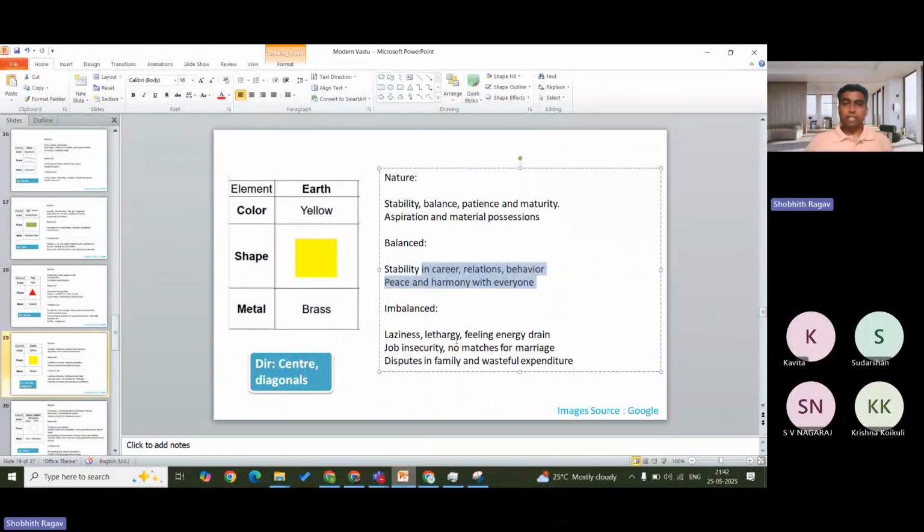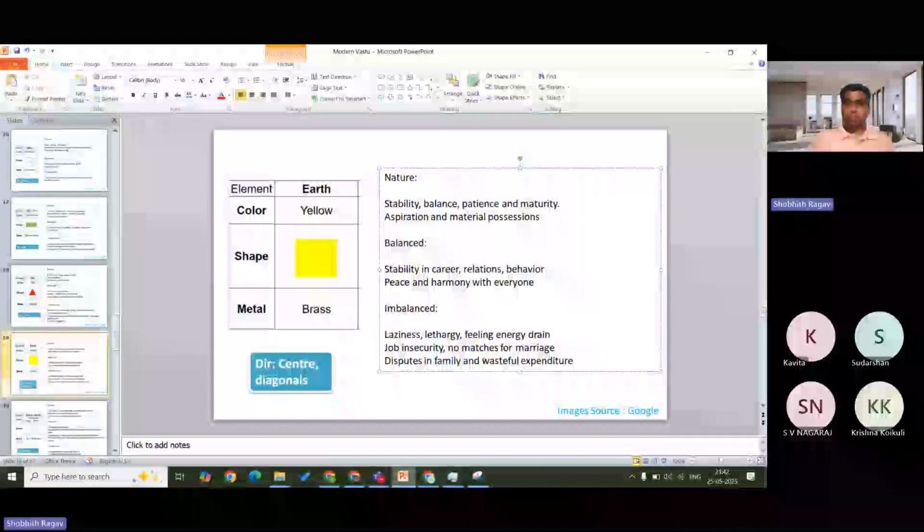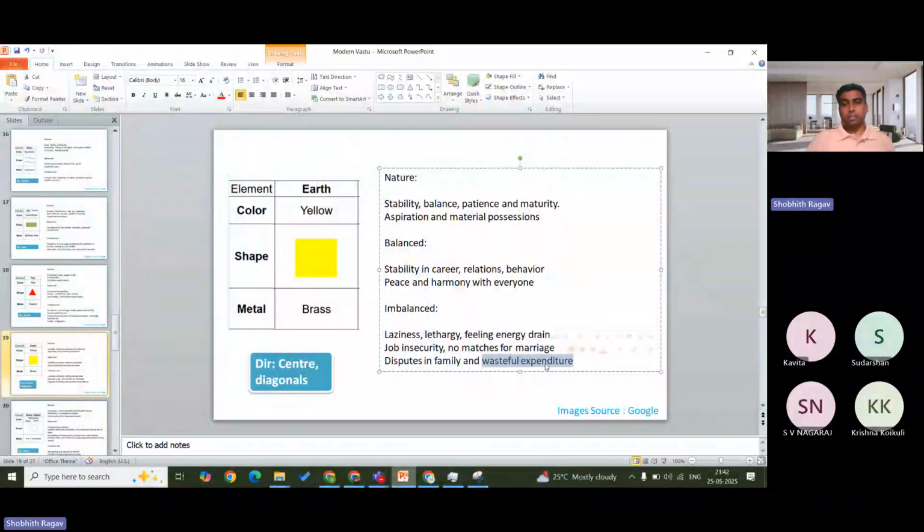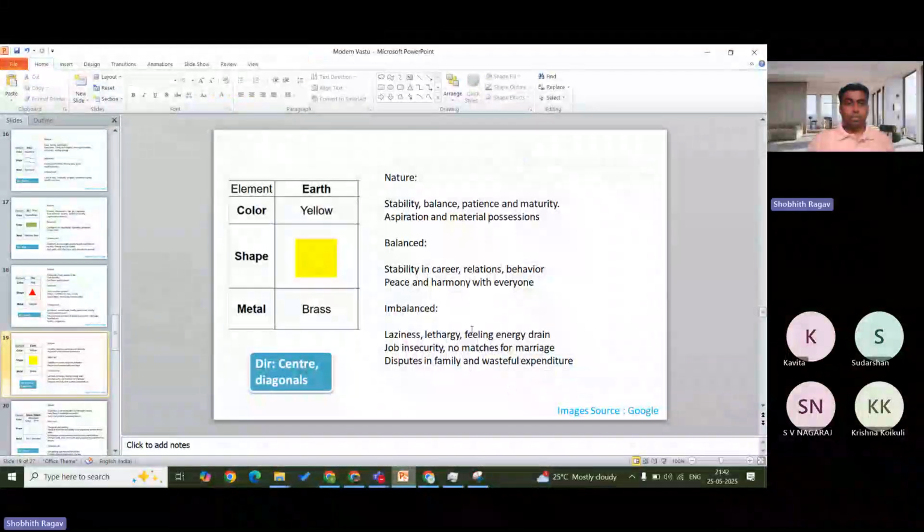If it is imbalanced, it can give laziness, lethargy, some energy drain. In people who are working in jobs, it can give job insecurity. For marriage also, you might not get alliances. In the family also, there will be a lot of disputes and expenditure, especially with respect to money. You will be spending money on wasteful, not useful things. Okay, this is one of the attributes if it is imbalanced.